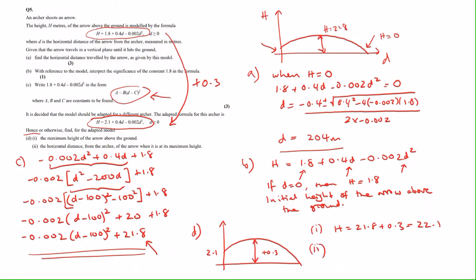It says find the horizontal distance when that happens. So when is this all equal 21.8? It's when this bracket here is equal to 0, and therefore d is 100. So your horizontal distance won't actually change, because remember we've only added 0.3 to the equation, we haven't done anything else. So the horizontal distance will still be 100.